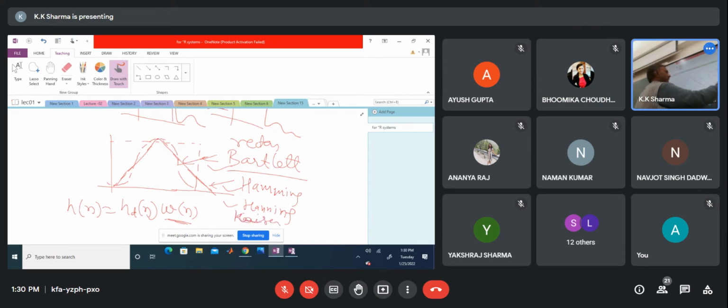Equations of all these windows are given in the textbook. I am not writing them here because I don't expect you to remember all these windows except rectangular. So only the rectangular window is in your course. Is that fine? Yes, sir.